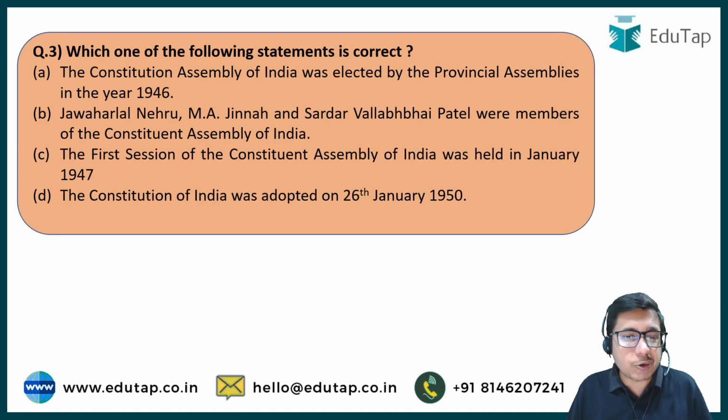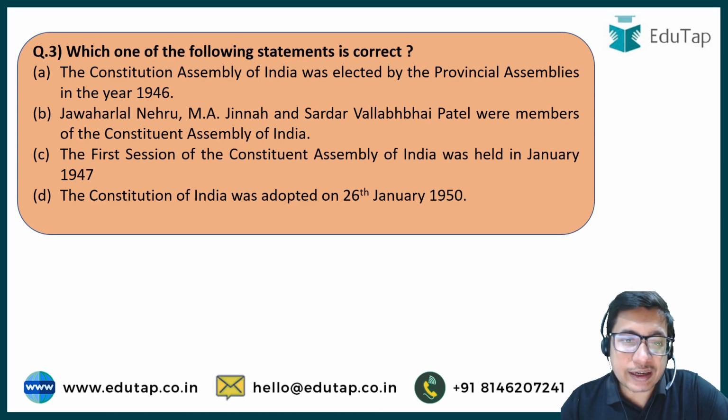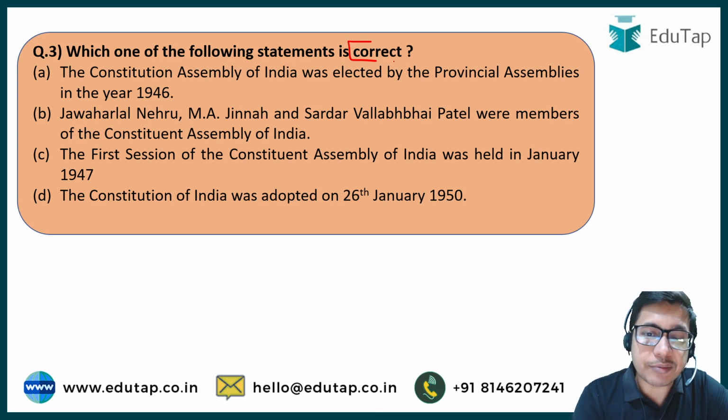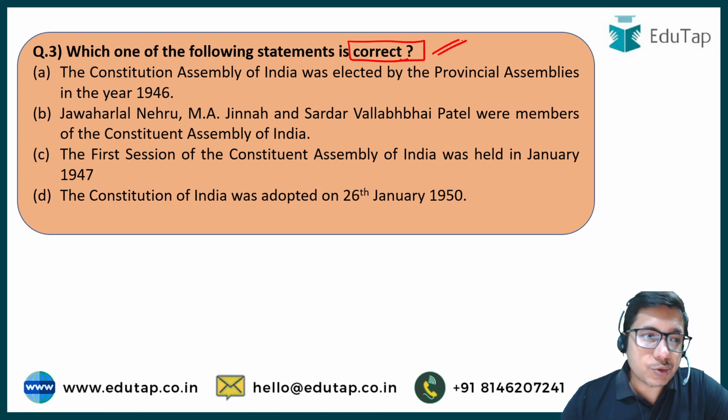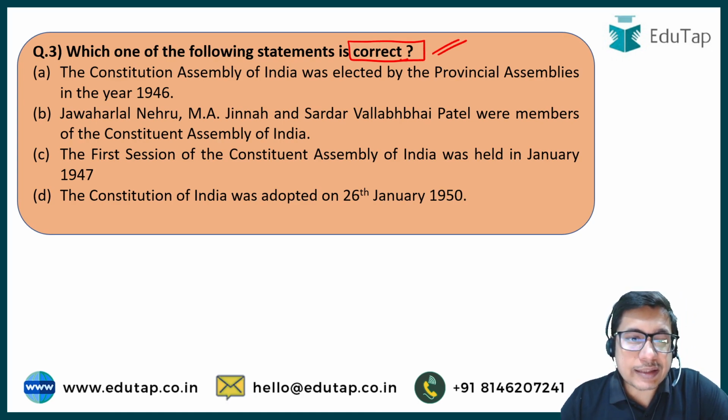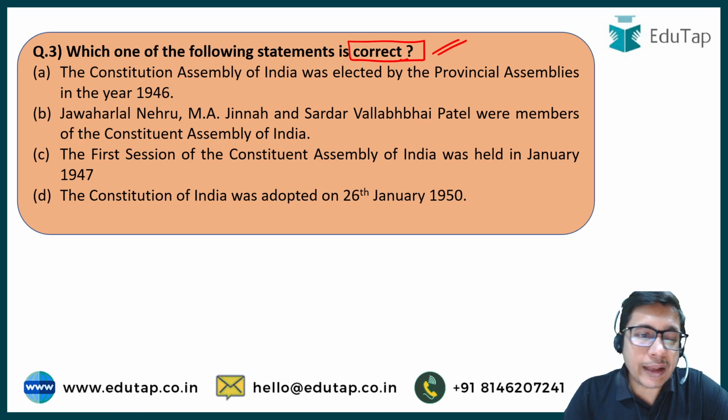Then we talk about question number 3. Question number 3 gives us 4 statements related to the Constituent Assembly of India. Let us read those statements very carefully, and we have to identify the correct statement out of these 4. Option A says the Constituent Assembly of India was elected by the provincial assemblies in the year 1946. Option B says Jawaharlal Nehru, Muhammad Ali Jinnah and Sardar Vallabhbhai Patel were members of the Constituent Assembly of India. Option C says the first session of the Constituent Assembly of India was held in January 1947, and the last option says the Constitution of India was adopted on 26th of January 1950.